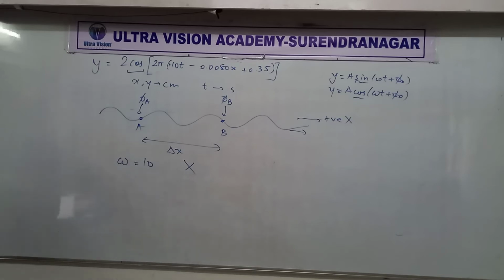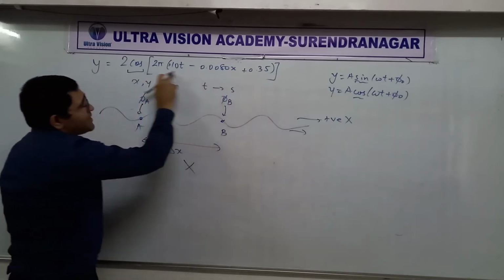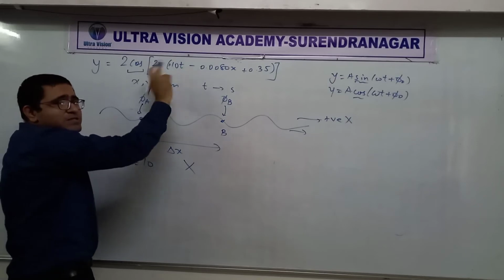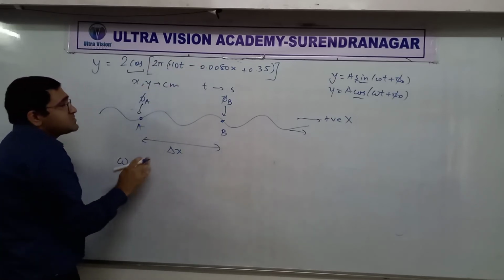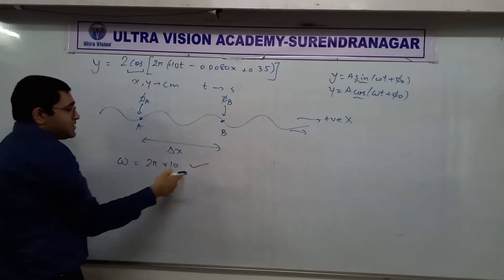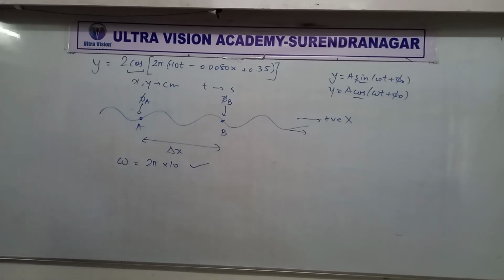It's given to confuse you again, because actually this 2 pi is to be multiplied with the whole bracket. You understand what I'm saying? This 2 pi is outside the bracket, means it's going to be multiplied with everything. So the correct value of omega is not 10 but 2 pi into 10. Is this clear? And whatever unit.